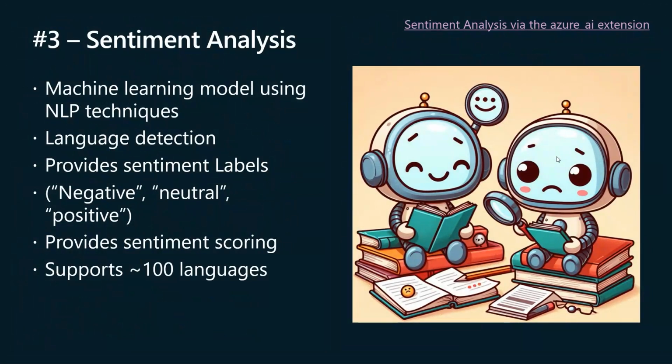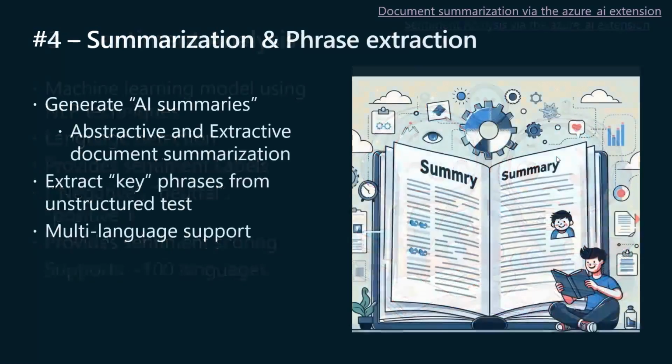These are machine learning models using NLP techniques that detect the language. Language detection is at the forefront, or key ingredient, of any of these language services, and they provide sentiment labels. So they classify, for example, a review as negative, neutral, or positive, and provide a score for each of those. They support around 100 languages, so sentiment analysis can be done on about 100 languages. And that's done via the Azure AI extension.